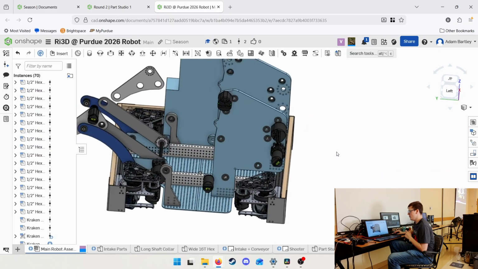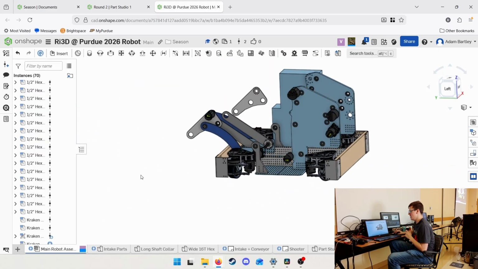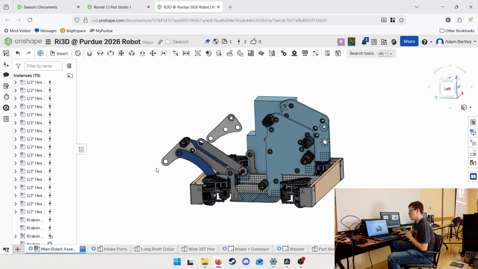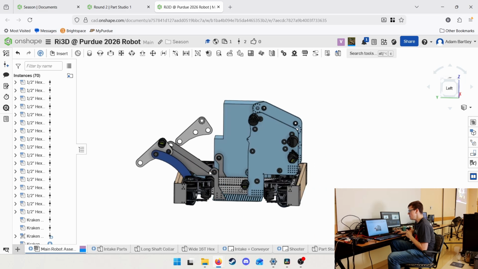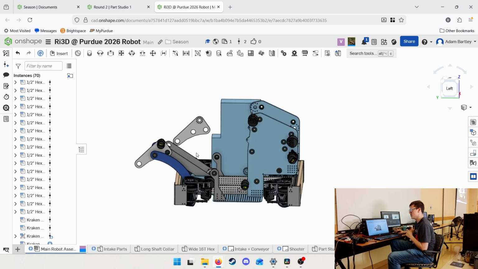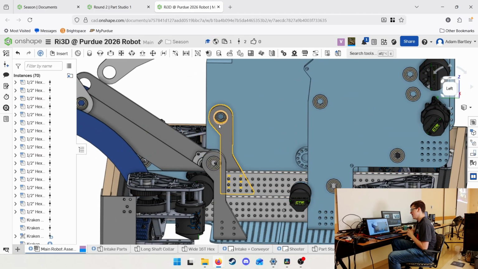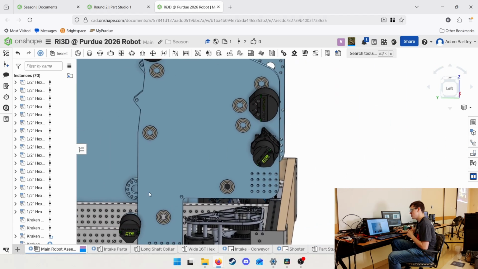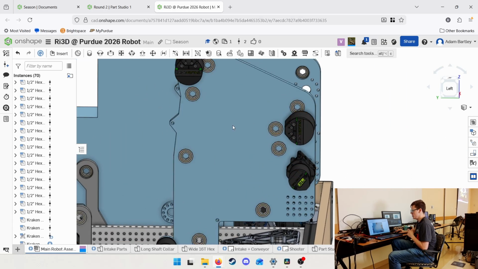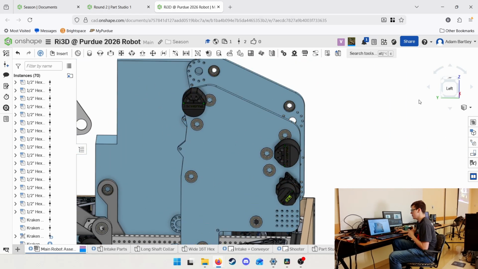Just giving a quick overview. Fairly wide, large intake to pull fuel quickly over our bumper. Big center hopper that is just polycarb plates to kind of push us against frame perimeter and store as much fuel as possible. A very small conveyor type system on the bottom that has a little bit of an angle to push them into our indexer. An indexer system that will feed up and then into our shooter.